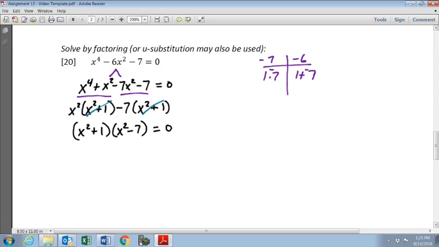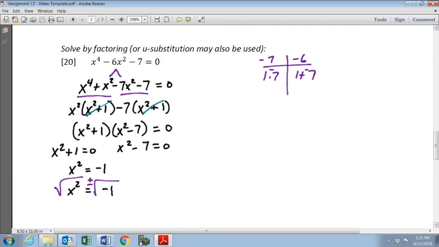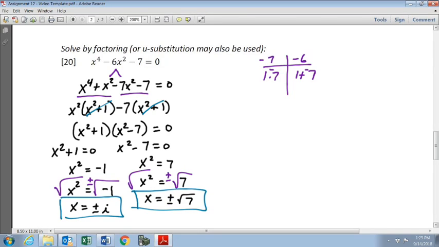So we have two factors equal to 0. We'll want to set each factor equal to 0, and we'll use the square root method to solve. On the first one here, let's subtract 1 on both sides. Then we'll take the square root, and you're going to get plus or minus i. And on the other one, we're going to want to add 7 to both sides. We'll get x squared equals 7. When we take the square root of both sides, we get x equals plus or minus square root of 7. So those are our 4 answers. Notice each of these has 2. And that's how we do that.